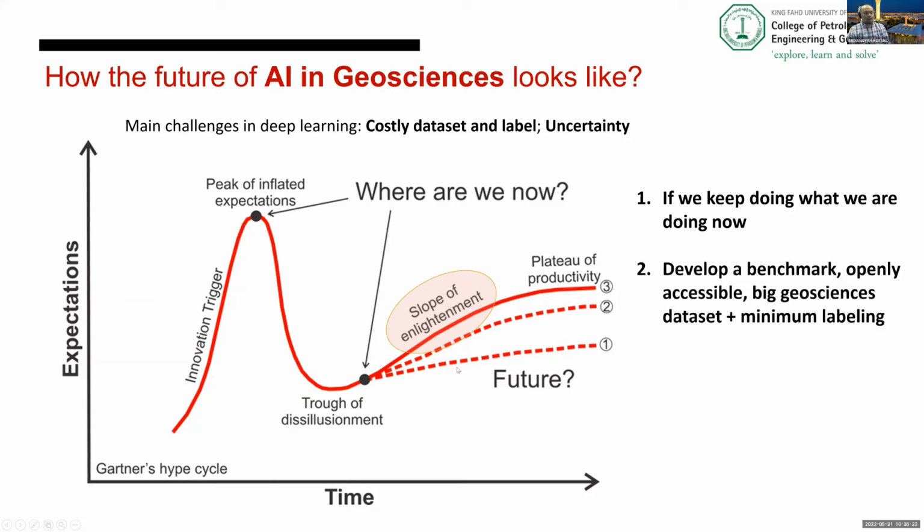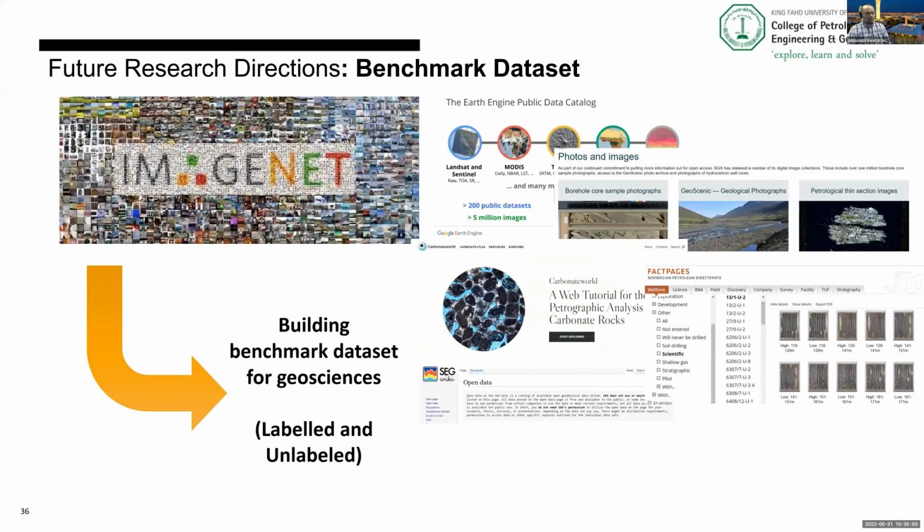This pretty much will just reach the plateau very rapidly. But if we develop a benchmark dataset, big dataset, and very minimum labeling, then we can definitely improve the application of AI. And then if we add explainability, right? So we get rid of the uncertainty in our model, then it will help again to actually realize or unravel the actual potential of AI in geoscience. So again, this is mostly my personal opinion.